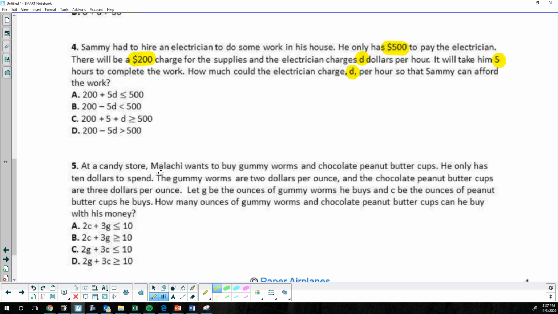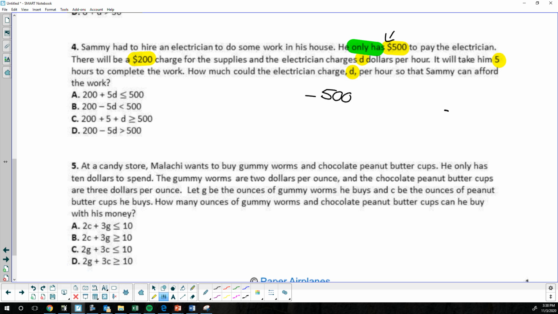Okay, so we have our numbers and our letters. What we don't have is our inequality words. Now this one is a little bit sneakier, but you got to think about where is the total. So we know that he only has $500. So right there, I just said it, only has $500. That is our inequality word. Sometimes they're kind of sneaking in there. All right. So only, if I only have $500, I can spend $500, which gives me my equal line.